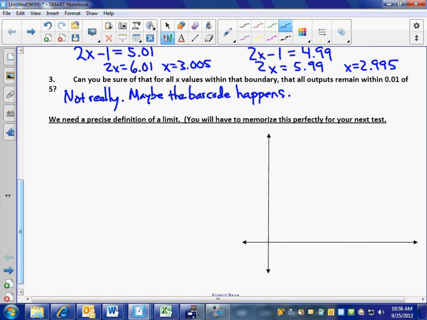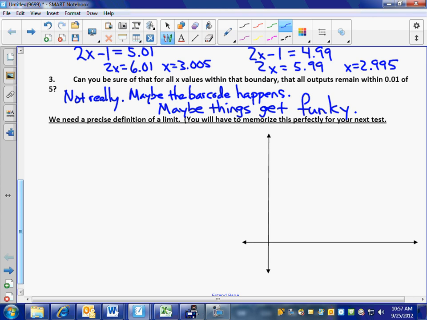What if that happens within that 5,000ths of a unit? And then I wrote this down. Maybe things get funky. Maybe there's just something weird that happens with that graph that we can't predict. Now we're working with a line, so that's pretty straightforward. We know what's going to happen. But what about all functions?